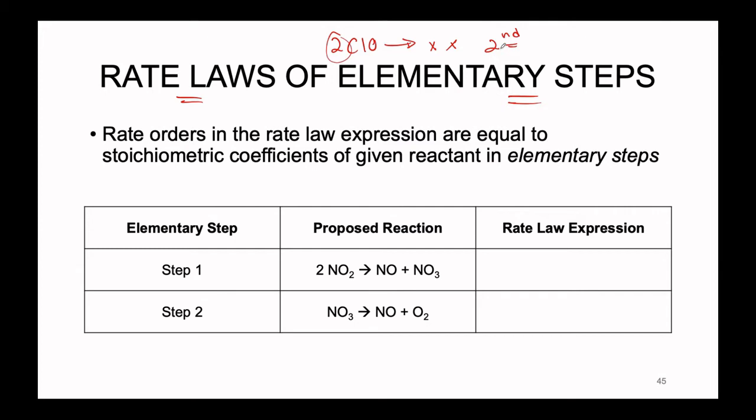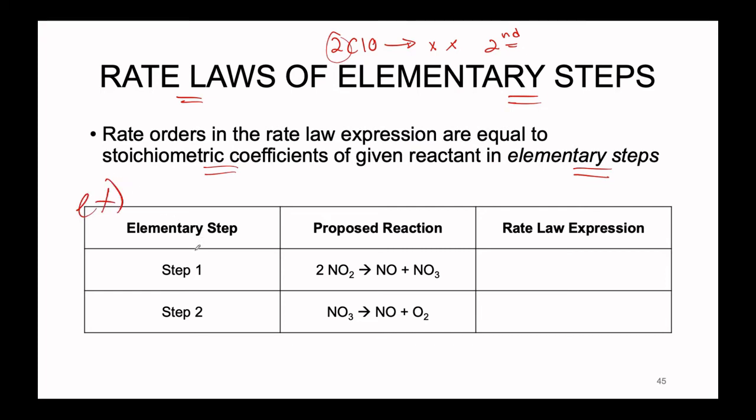And the answer I gave was technically not quite. A lot of the time it's true, but most of the time it's not. There's actually a deeper underlying reason, and it has to do with our elementary steps. So that's going to be what we talk about down here. The rate orders in the rate law expression are equal to the stoichiometric coefficients of a given reactant, but not for the overall reaction, only for an elementary step. So let's look at an example.